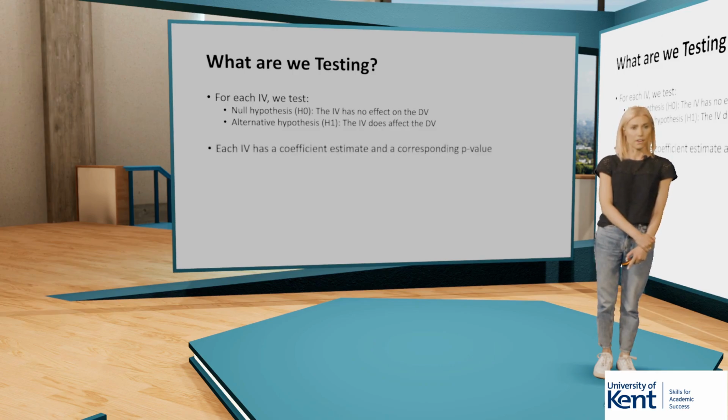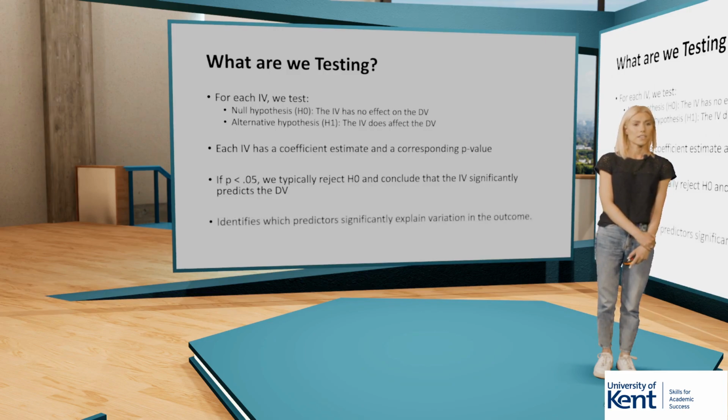Each independent variable has a coefficient estimate and a p-value. If the p-value is less than 0.05, we typically reject the null hypothesis and conclude that the predictor has a significant effect on the dependent variable. So it tells us which variables matter and which don't in explaining variation in our outcome.